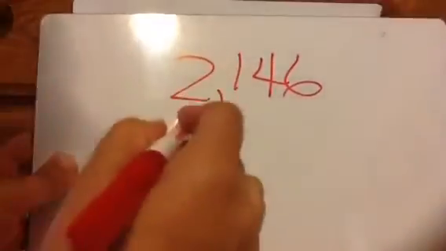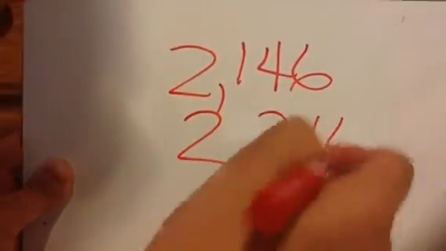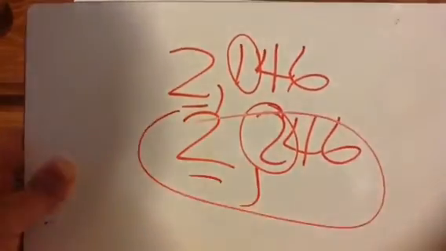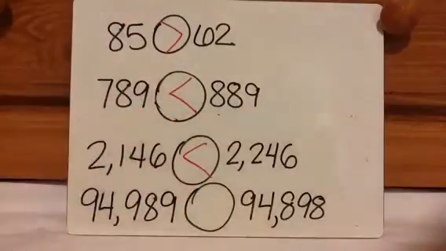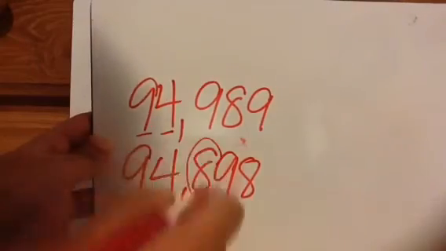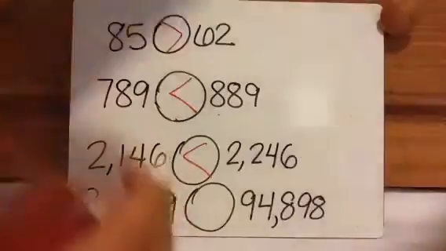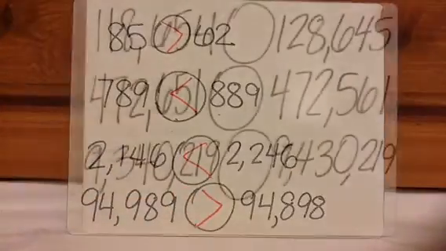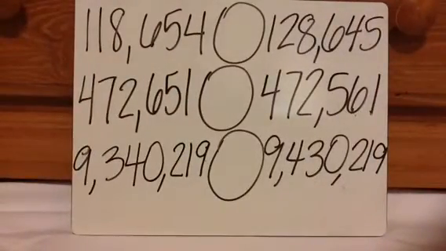2,146 compared to 2,246. So same, but then this is different. This one is greater. So I'm going to do that. And then the last one, 94,989 compared to 94,898. So it looks like that. So same, different. This one has more than that one, so it would be this one. Alright, here are 3 more that I'd like you to do.